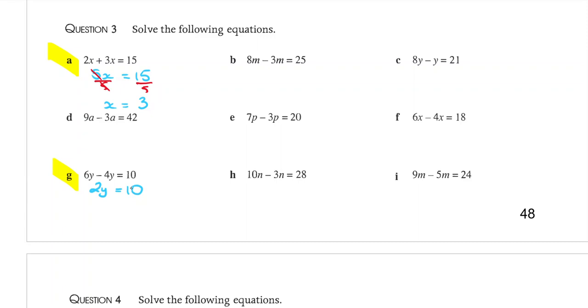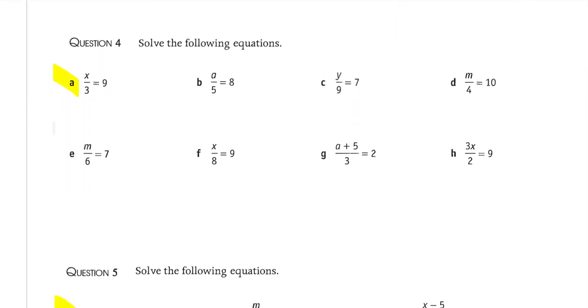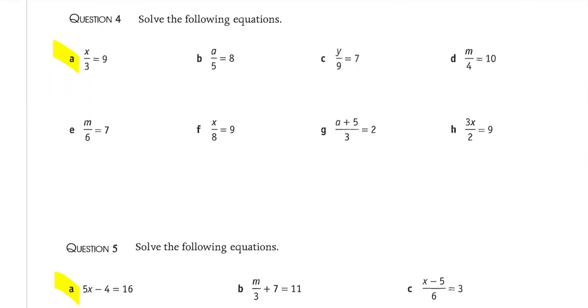Okay, now I want to get rid of my 2. How do I do that? Yes. Divide the 2. And now we get our answer. Y equals, divide these numbers, 5. Very good. Okay, next page. Question 4. This is a one step again. I'm not sure why. There's more fraction ones in here. So what is the opposite?